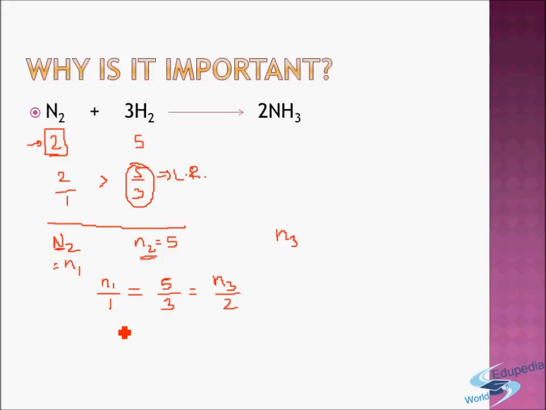So from here I can calculate how much nitrogen is going to be consumed. N1 is equal to 5 by 3. And from here I can calculate how much ammonia is going to be formed. N3 is equal to 2 multiplied with 5 by 3, that is 10 by 3 moles. So basically we forgot about nitrogen. We forgot that we had 2 moles of nitrogen because it is in excess, so we do not care about that. We only focus upon the limiting reagent and make our calculations from there.